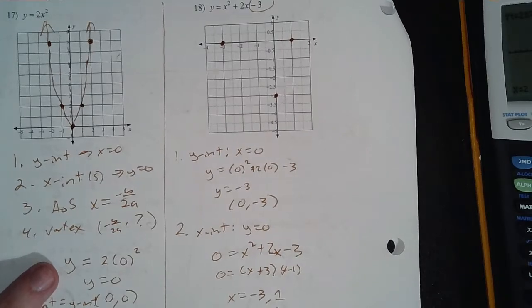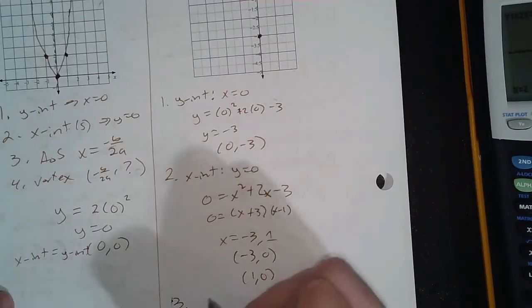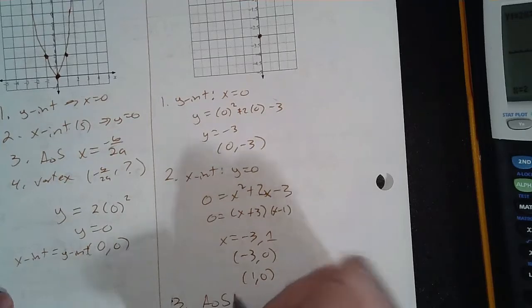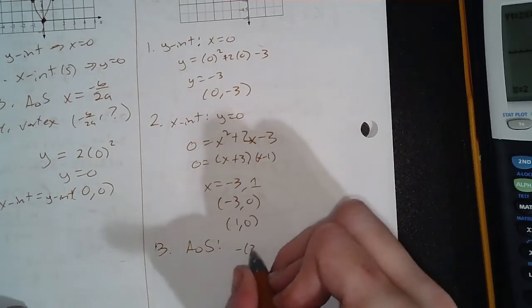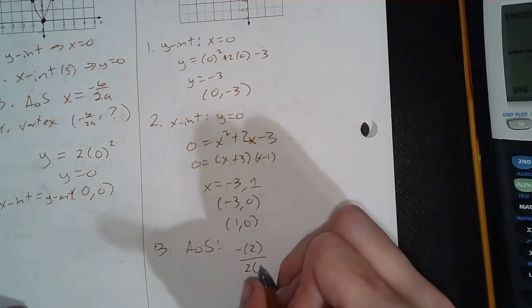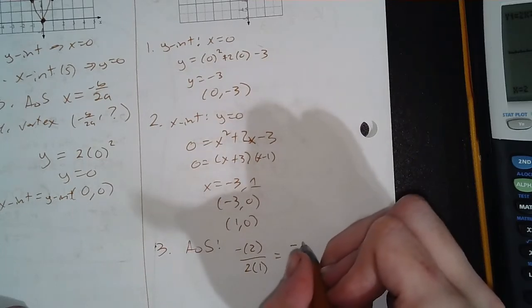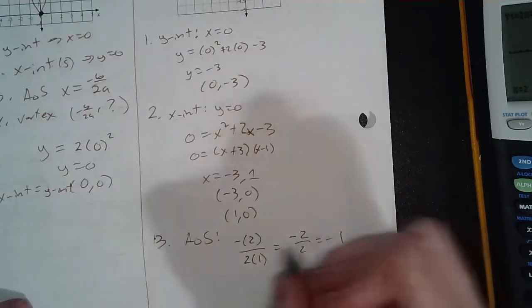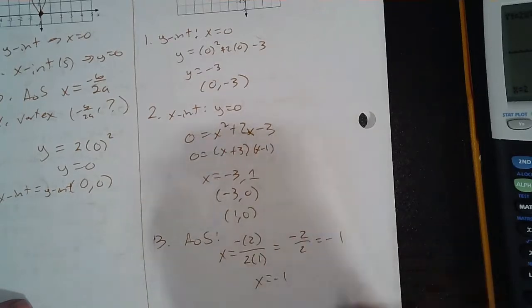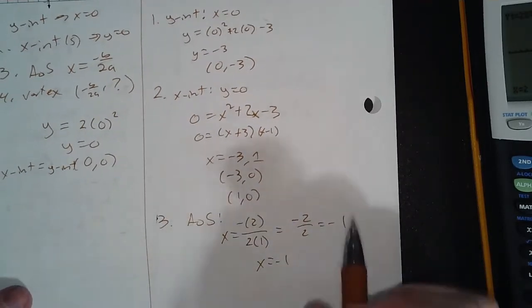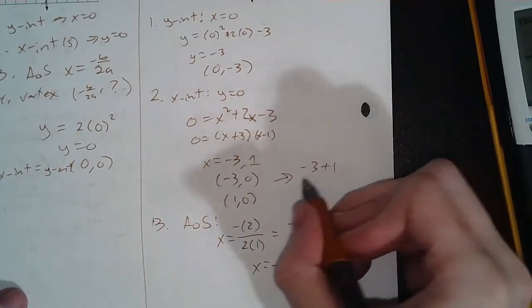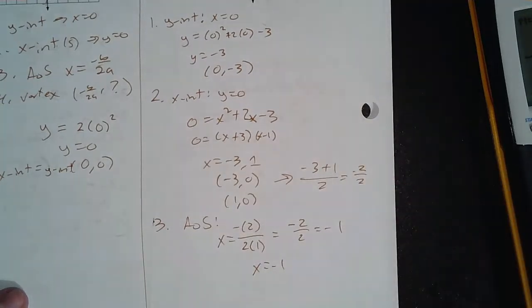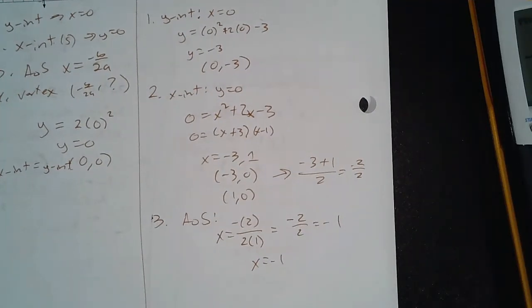After that, we need to find our axis of symmetry. As a reminder, we could do x equals negative b over 2a. So negative b over 2 times a is negative 2 over 2, which is negative 1. So we have x equals negative 1 as our axis of symmetry. You didn't have to do it that way. You could have added the two x-intercepts together and divided by 2, and that would also give you negative 2 over 2, or negative 1, the same exact answer. You pick your favorite.